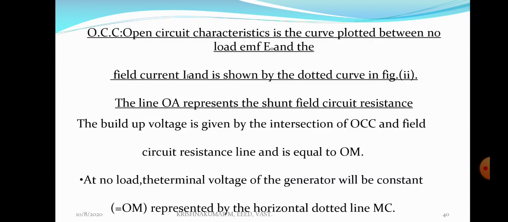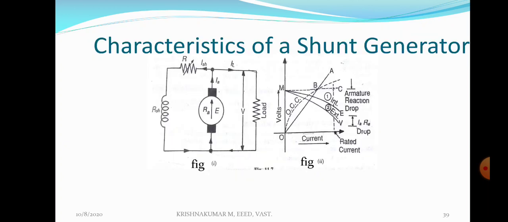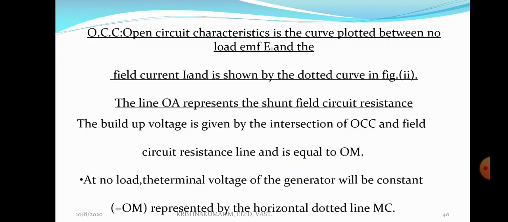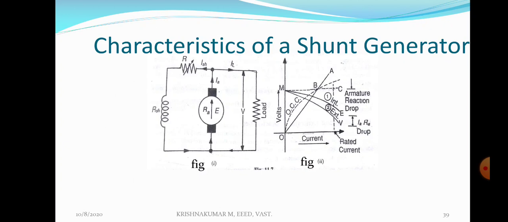So draw the OCC first, then draw the shunt field circuit resistance line. The intersection of the OCC and this OA takes place at point B. Corresponding to this point B, the voltage build-up is OM. This is how we find the voltage build-up for a particular field resistance. So all these things we can understand from these curves. At no load, the terminal voltage of the generator will be constant. OM is represented by a horizontal dotted line MC. This is the point that we have to understand.